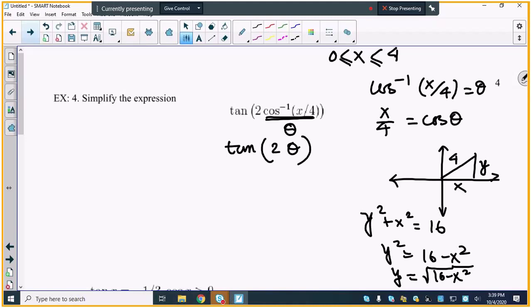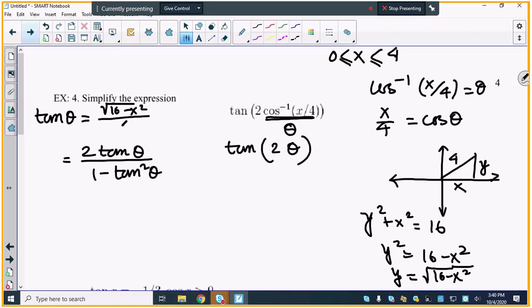Well, so now I know that I want to find tangent 2 theta, which in the formula is 2 tangent theta over 1 minus tangent squared theta. So what is tangent theta? Well, tangent theta is opposite over adjacent, so that's square root of 16 minus x squared over adjacent, which is just x. Put that in place of tangent theta, so you get 2 times square root of 16 minus x squared over x, all over 1 minus, now you're taking the square of tangent, so it's 16 minus x squared over x.